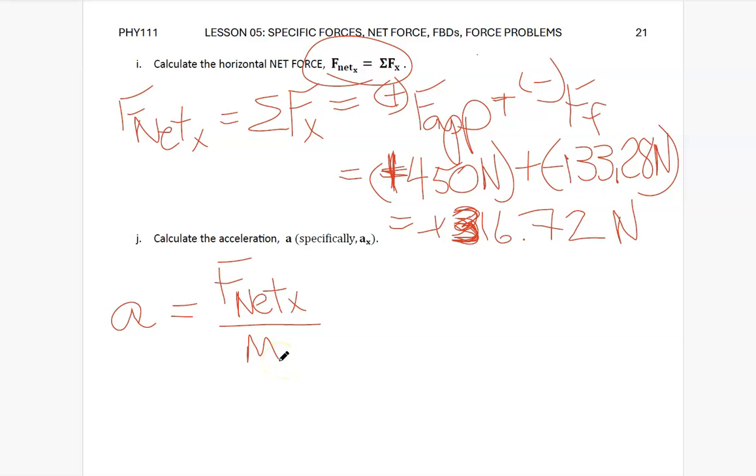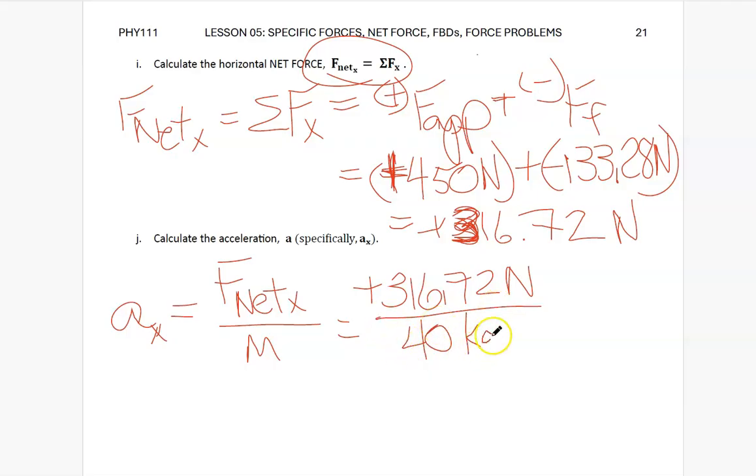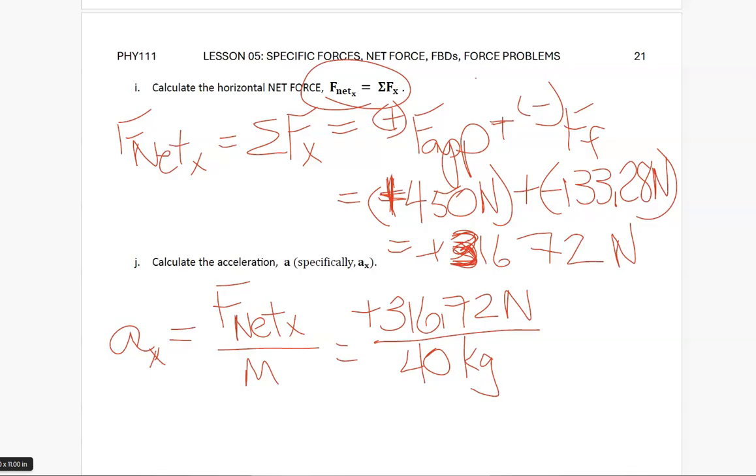We divide that by the mass. Acceleration equals net force divided by mass, and technically we're only looking at the acceleration in the x direction. If you want to label x, that's fine. And now we plug in our numbers. We have a net force of positive 316.72 newtons. Our mass, which we've known from the problem itself, and now it's just a matter of pulling out your calculator and doing a little division, and you get positive 7.918.